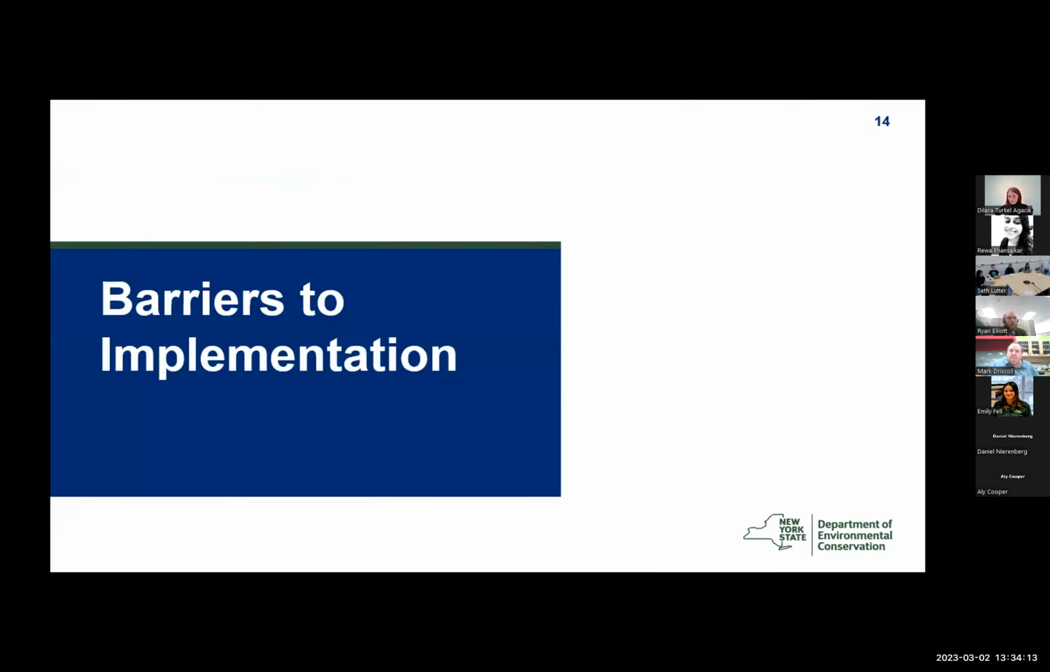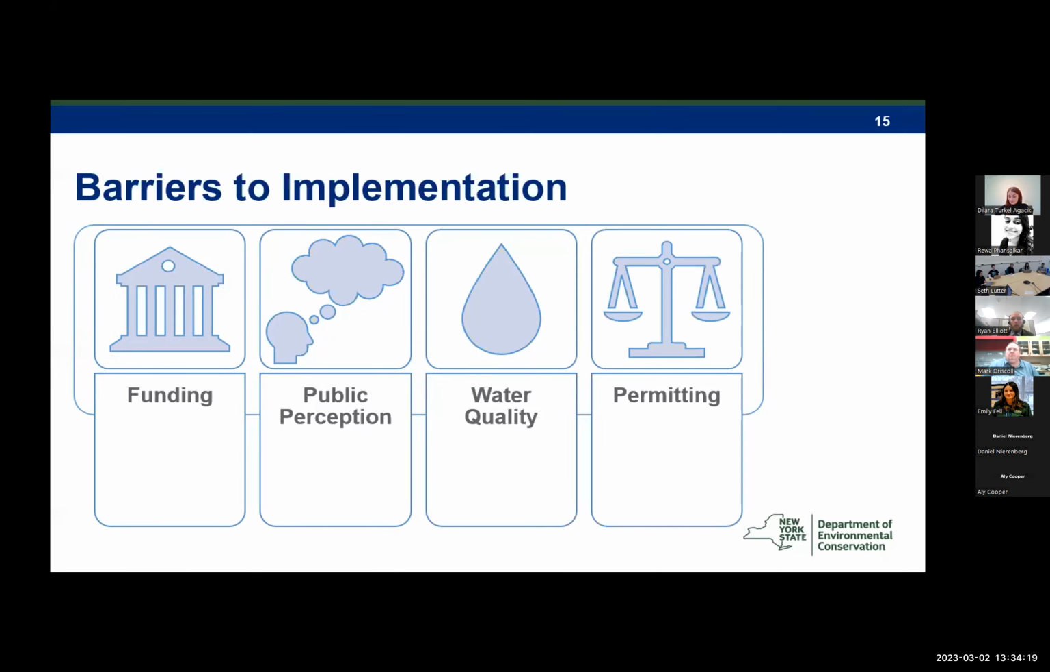And to wrap things up, I just want to touch on a few potential barriers to implementing this treatment technology. And the first of these is upfront funding. The initial cost for one of these electron beams is around $1 million, which is a price tag that will likely be too high for many municipalities to afford upfront.